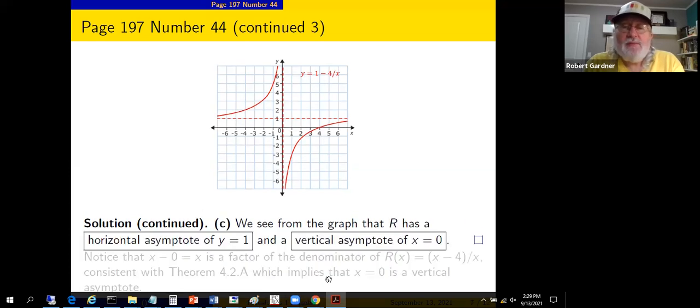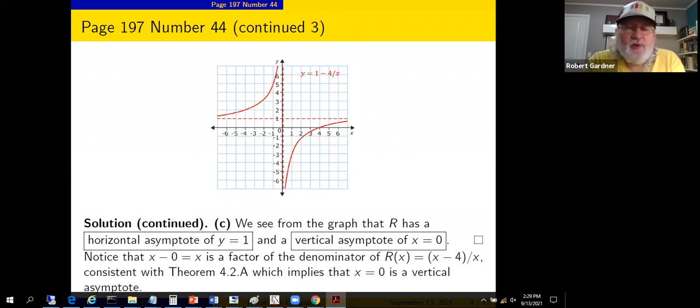They want asymptotes as well. Well, since we've got the graph, we see that this horizontal line, y equals 1, is a horizontal asymptote. And the y-axis, that is the vertical line, x equals 0, is the vertical asymptote. So horizontal and vertical asymptotes with a graph, they're easy enough to find.